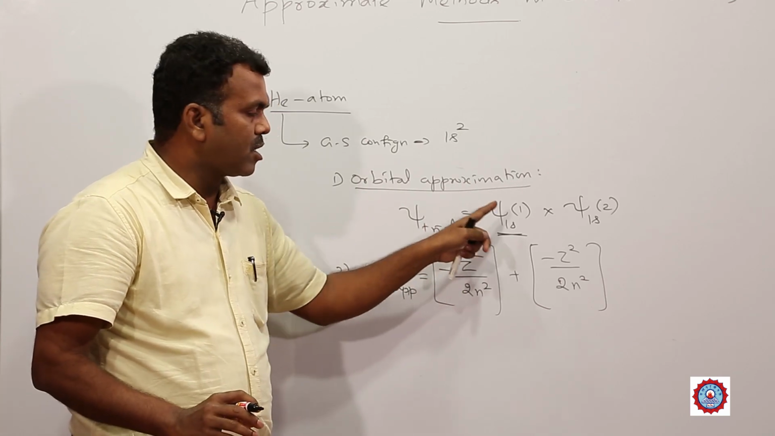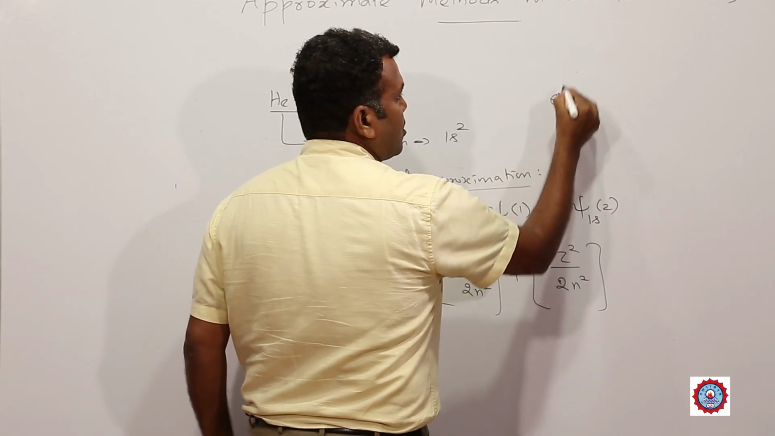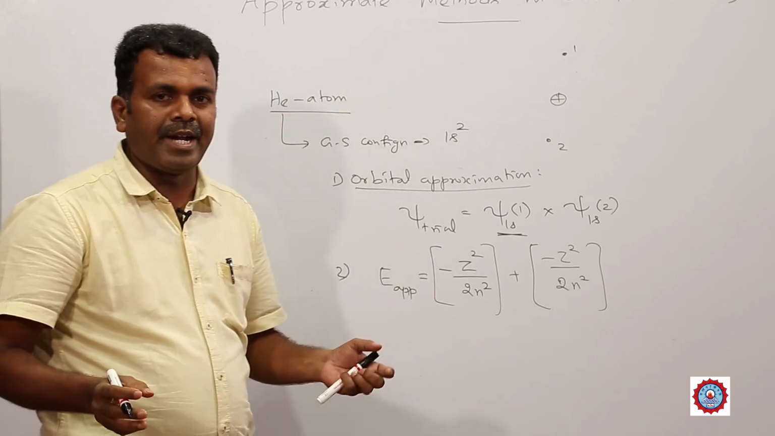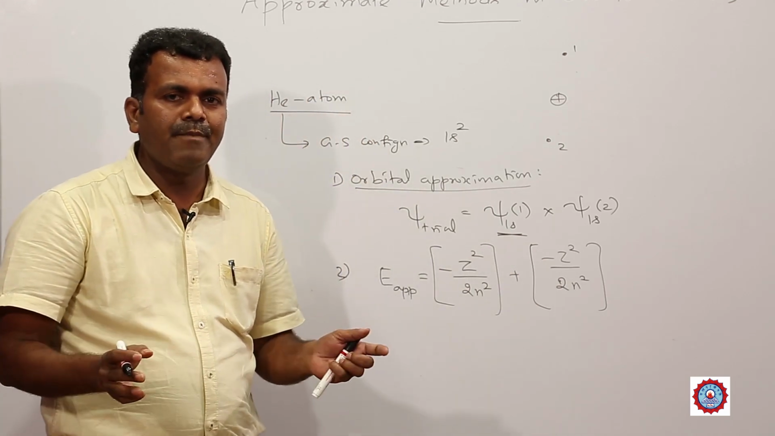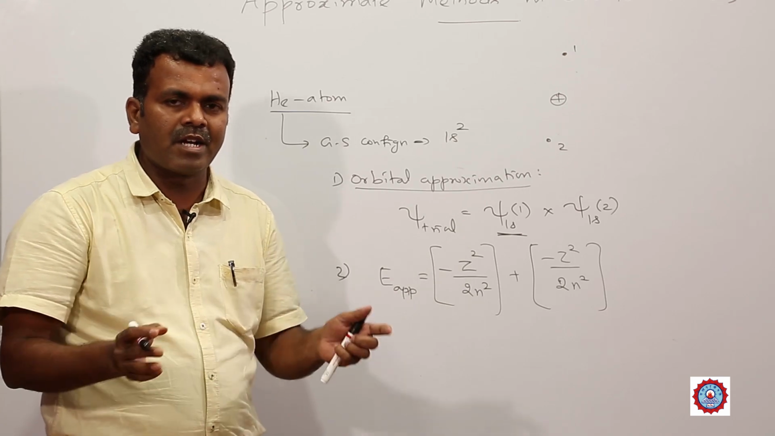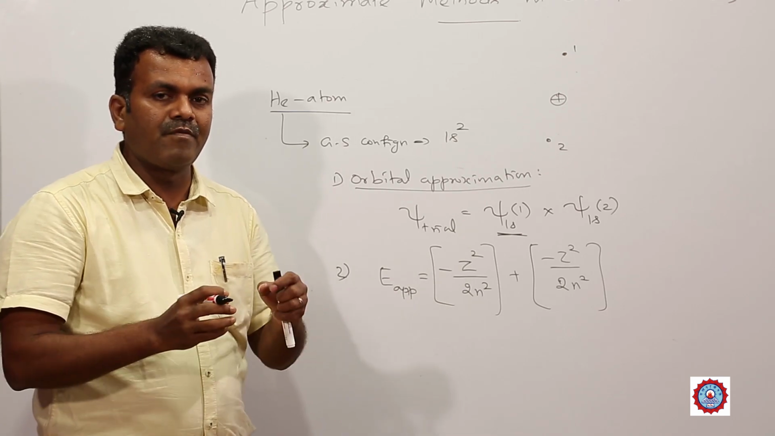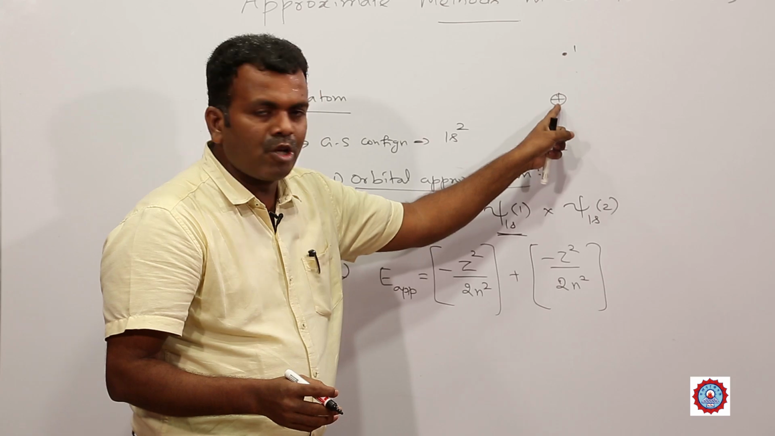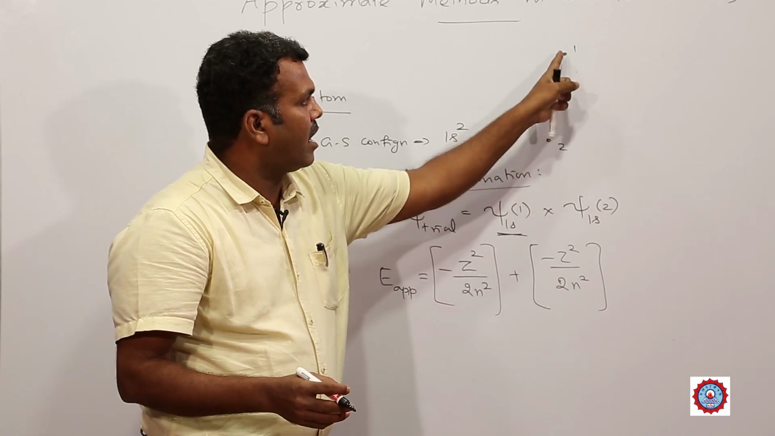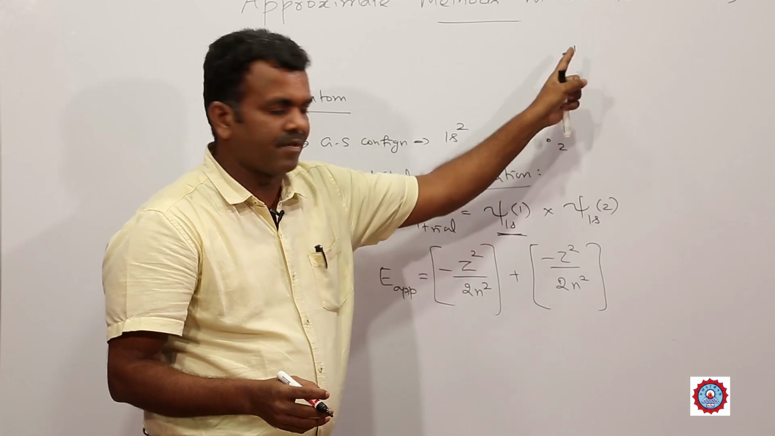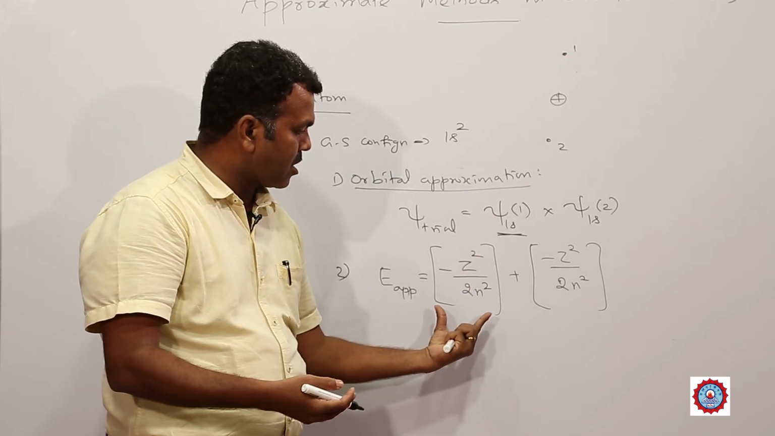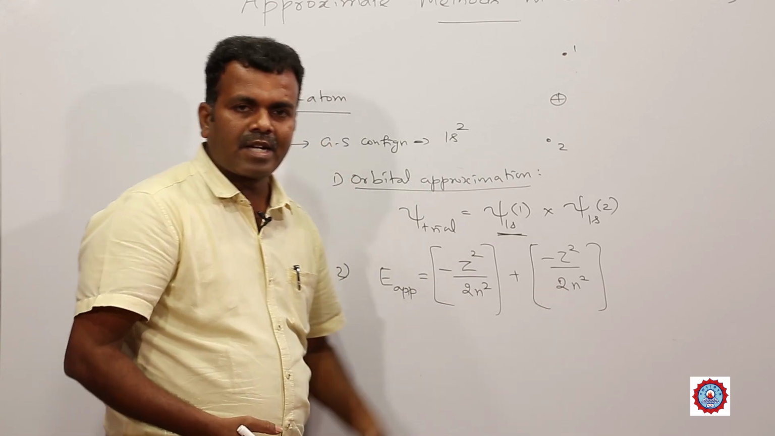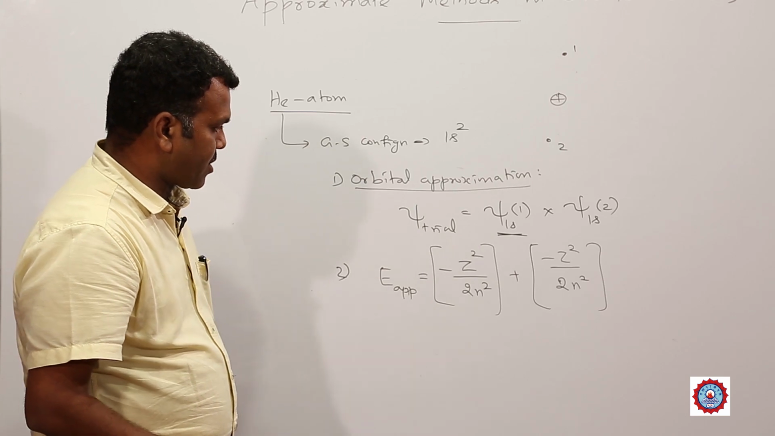In the helium atom, assume that this is electron 1 and this is electron 2. If the 2 electrons are independent, it means there should not be any repulsion or any other interaction. Then you can assume one electron with the nucleus as one hydrogen like species, and the other electron with the nucleus as another hydrogen like species. So, we can calculate the energy of each electron using the hydrogen like energy expression.